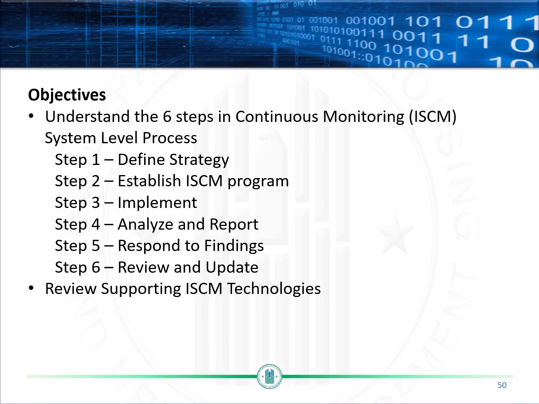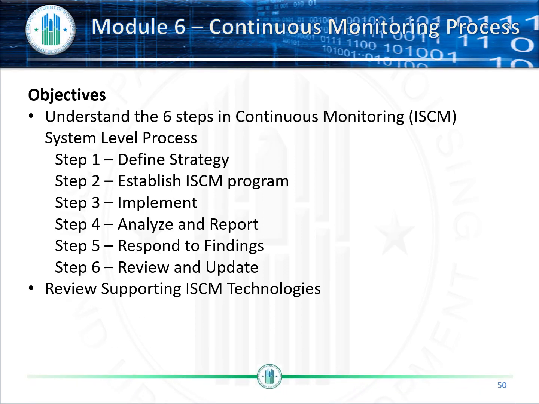The objectives of Module 6 are: understand the ISCM system level process. Step 1, define strategy. Step 2, establish ISCM program. Step 3, implement. Step 4, analyze and report. Step 5, respond to findings. Step 6, review and update. And then review supporting ISCM technologies.